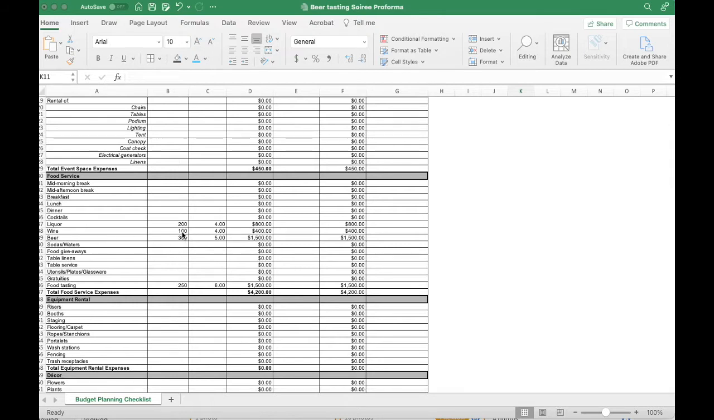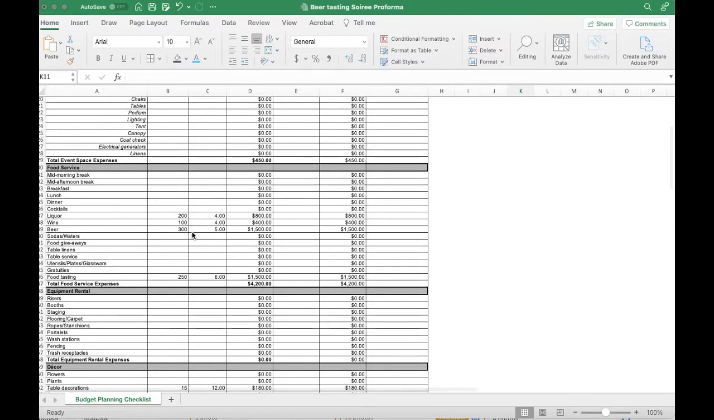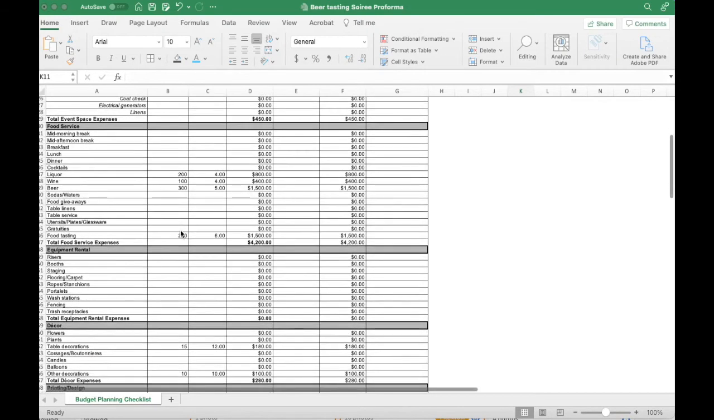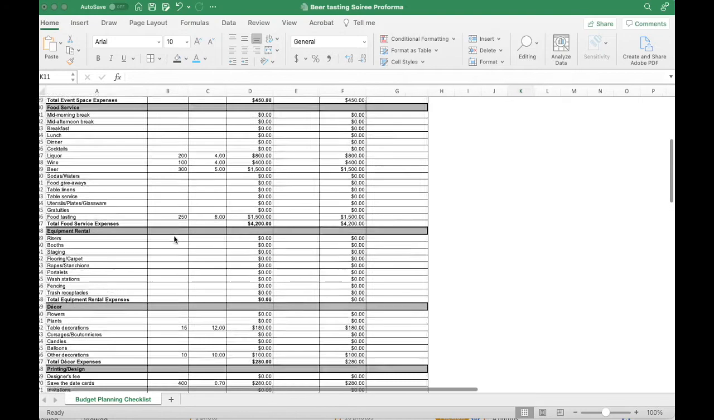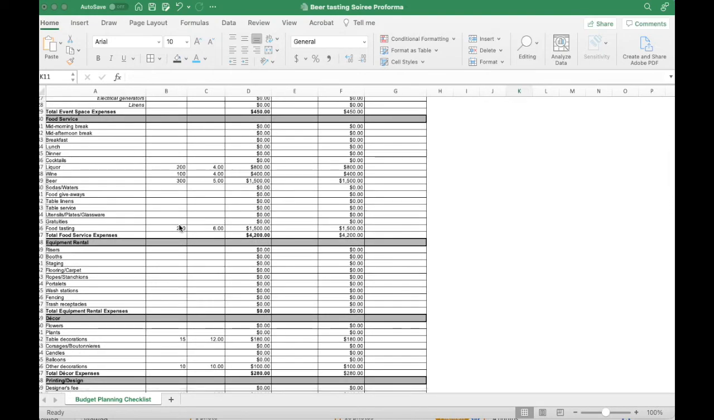Wine, I've estimated that 100 people will drink wine at $4 a head. Beer, 300, because it is a beer tasting event, at $5 a pop. And food tasting: I'm going to have some hors d'oeuvres, roughly $6 a head, and I believe about 250 people will partake in that. This 250 people, by the way, when you do an event, it's usually a per head cost. So you would add all these up and come up with the total per head cost to have this event catered.